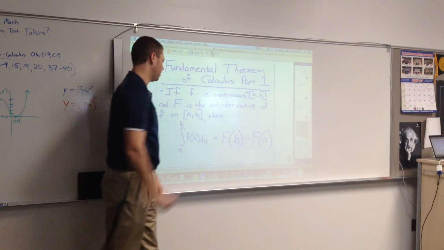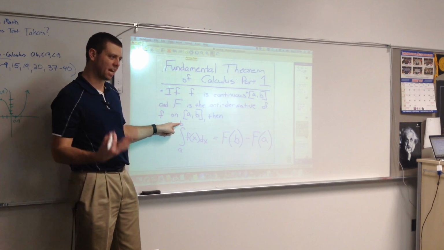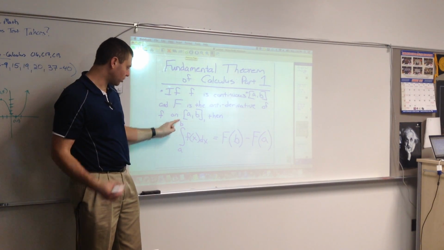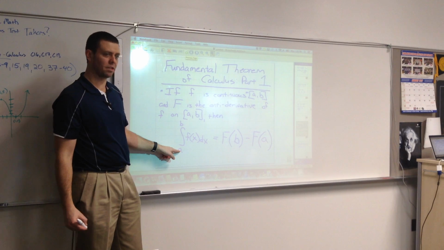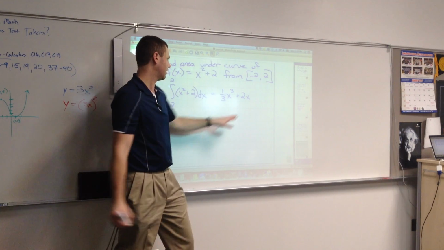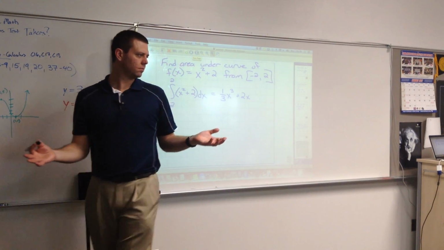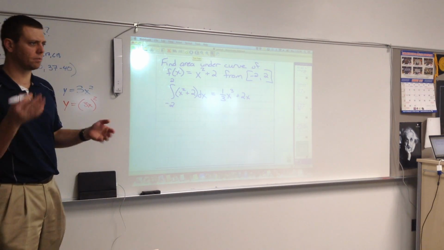Because again, what am I going to do? I'm going to plug this top number into my antiderivative, get that answer. Then I'm going to subtract whatever I get by plugging the bottom number into my antiderivative. So even if there is some constant back there, I'm going to add it and then I'll subtract it. So I'm not even going to worry about it, because they're going to cancel each other out.